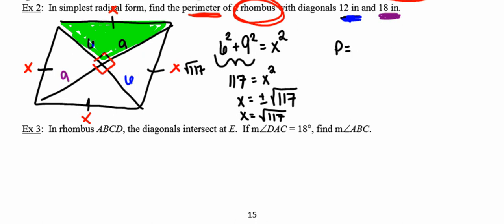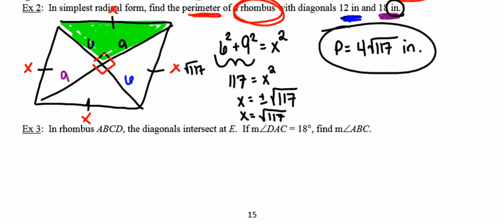So the perimeter of my rhombus is going to be root 117 plus root 117 plus root 117 plus root 117, or in other words, 4 times the square root of 117. And I'm going to label this with the units since they were given to me in the problem. 4 times the square root of 117 inches.